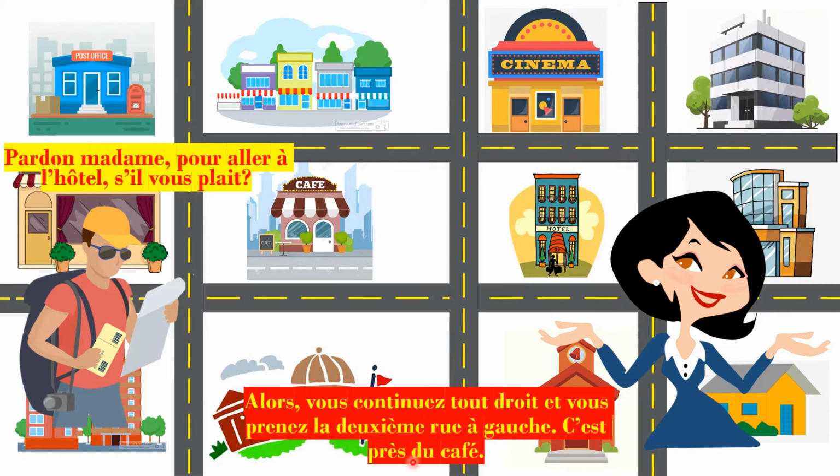C'est près du café. So you have to take the second road to the left and it is close to the café. Près de is close to. De plus le, the article contracté, becomes du. So c'est près du café. It is close to the café. You know what a café is? It's a small coffee shop. Now pause the video and trace the route of the tourist to see where he is from here and get him to the hotel.